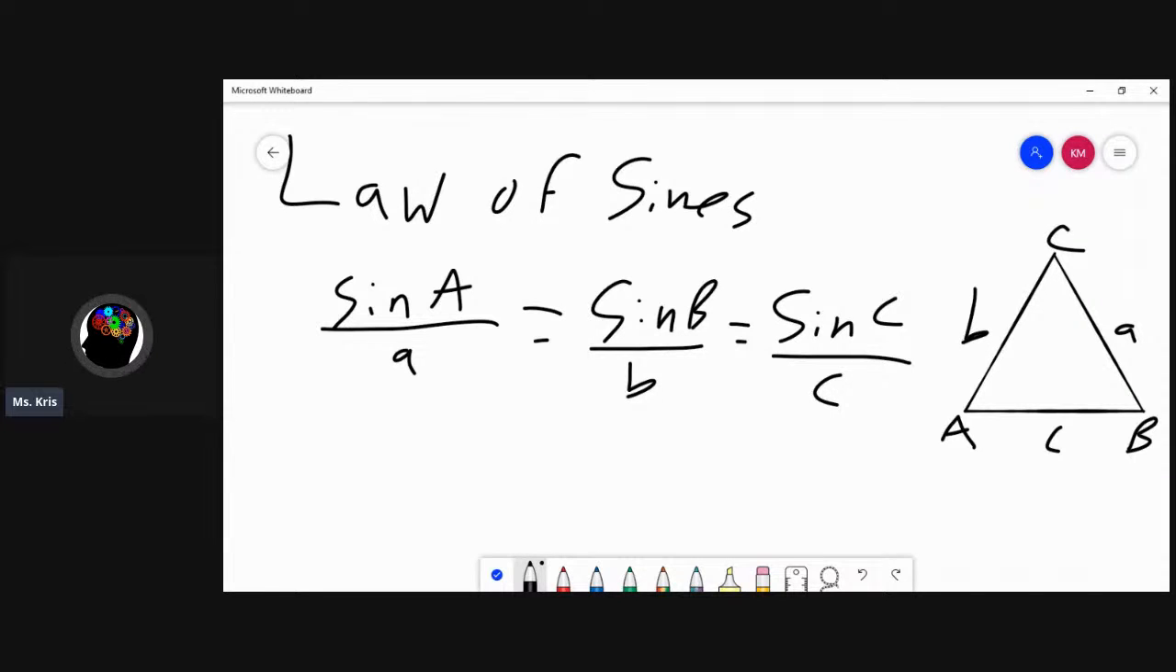So now, say for instance, I have angle C, which is 55, angle A, which is 45. I need to find angle B.